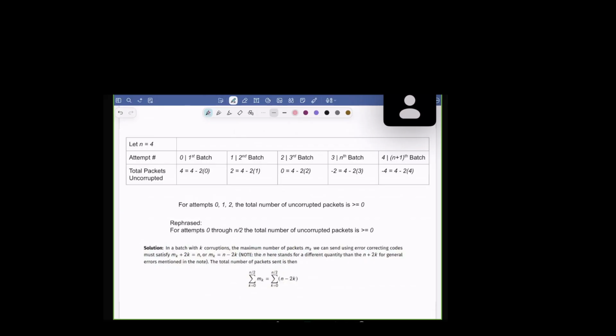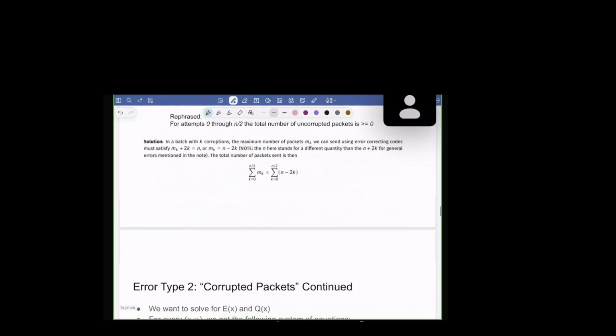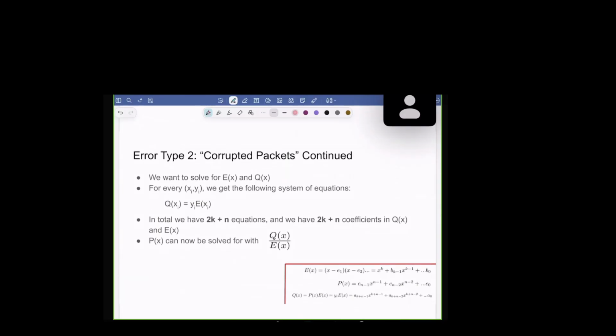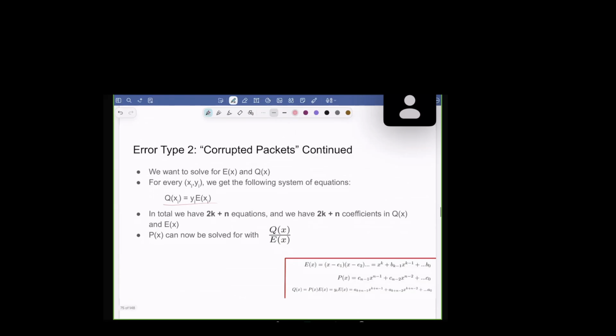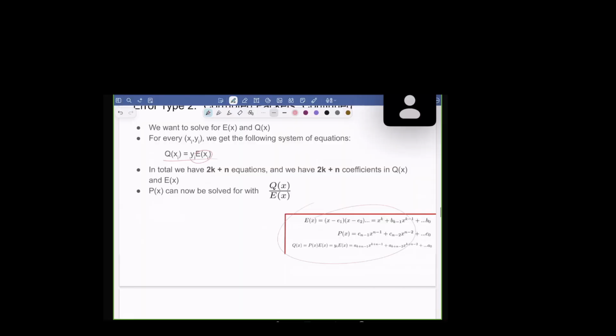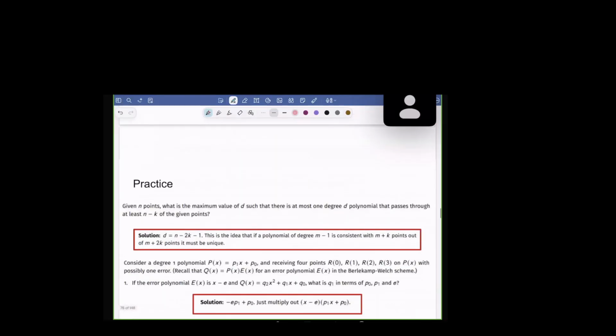Okay. Cool. So for your second error type, corruption, you just use this formula here. For every pair of points you have, you can solve this equation for Q(x) equals Y times E(x). The idea is that it will be 0 where there is an error. That's how you know. Pretty much what I said before, it's not much different. A few reminders of the formulas here because you're going to be using this in the next problem.